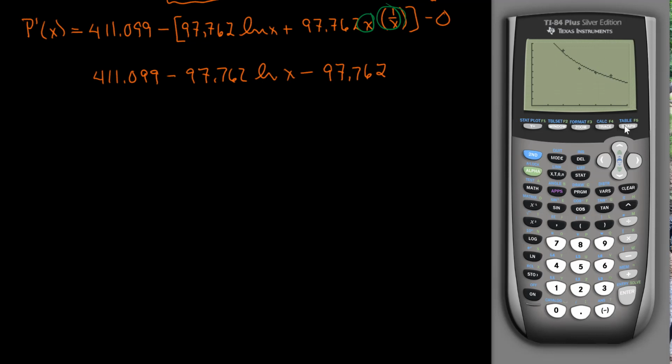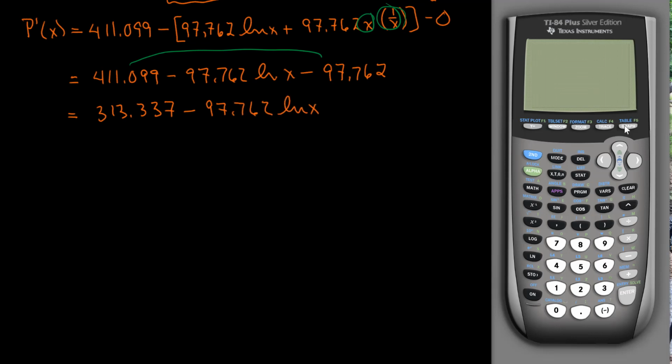Okay, the next thing I want to do then is to combine like terms. That means I'm going to take the 411.099 minus 97.762 equals. And this gives me a new equation. We have this 313.337 minus the 97.762 natural log of x.